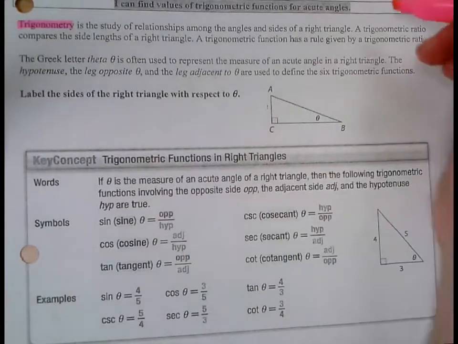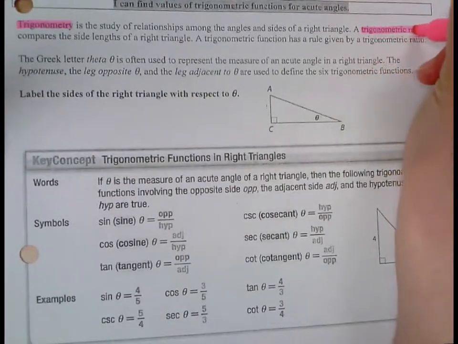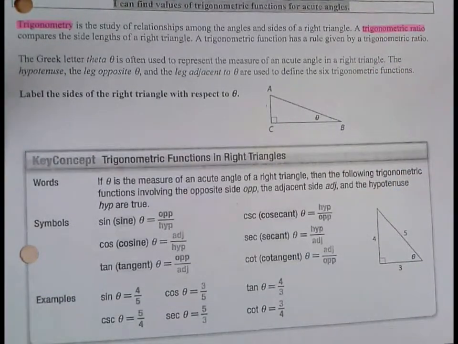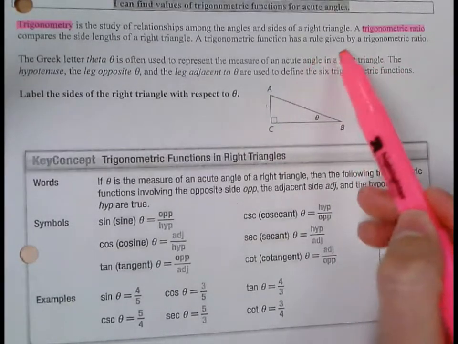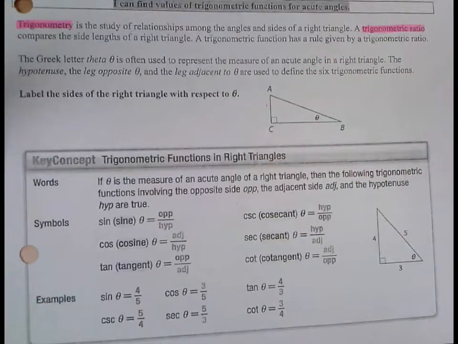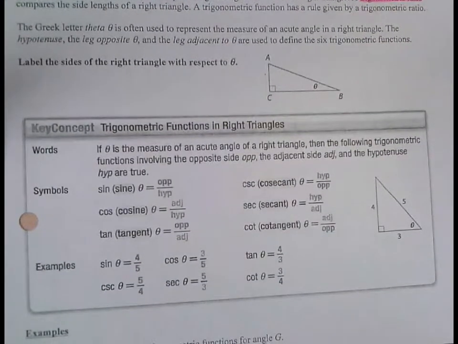A trig ratio or a trigonometric ratio compares the side lengths of a right triangle. So there's 3 trig ratios, sine, cosine, tangent, and then also their reciprocals, cosecant, secant, and cotangent. And then a trig function has a rule that's given by a trig ratio. So we're really just getting into the trig ratios today.